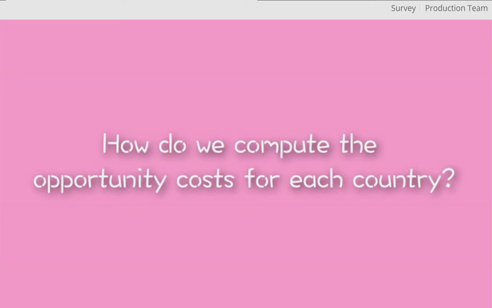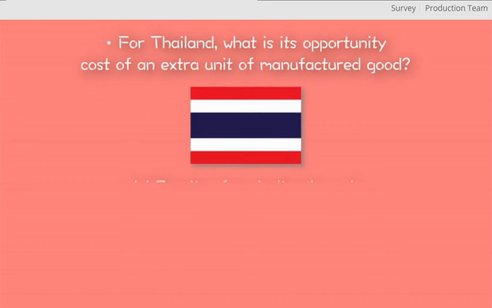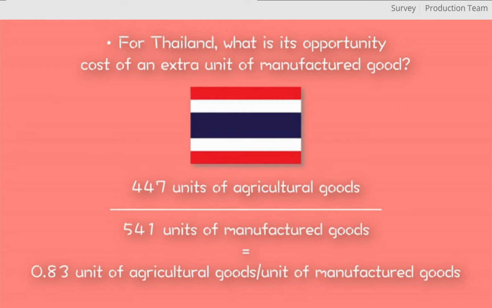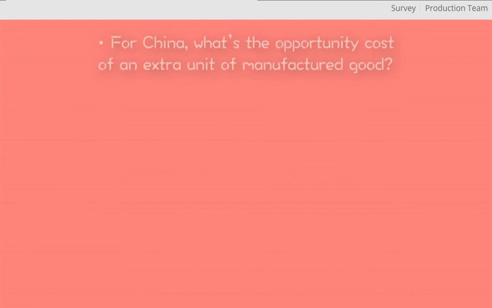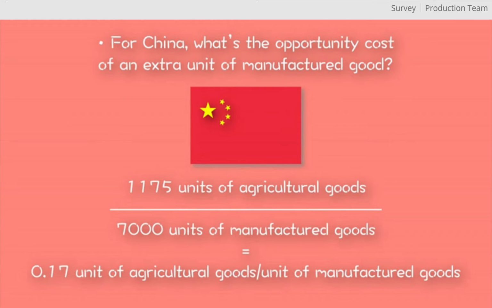How do we compute the opportunity cost for each country? For Thailand, the opportunity cost of producing an extra unit of manufactured goods is 0.83 units of agricultural goods foregone. For China, the opportunity cost of producing an extra unit of manufactured goods is 0.17 units of agricultural goods foregone.